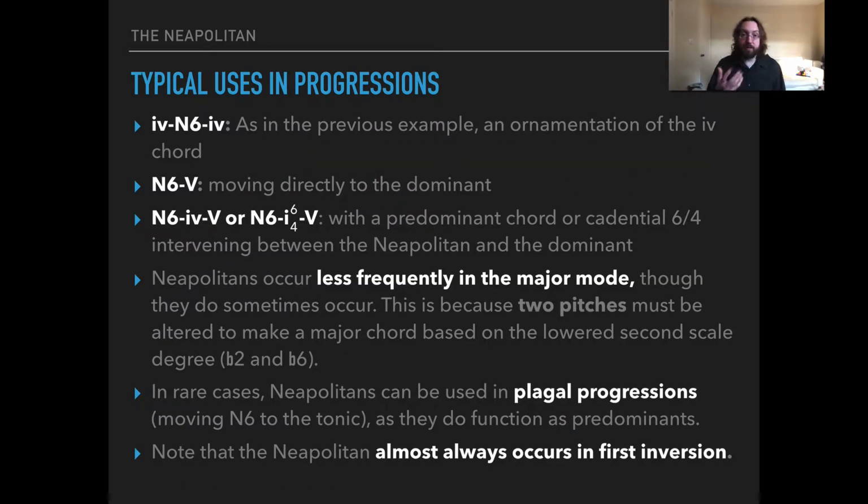In some typical uses in progressions, we could see it as iv, Neapolitan 6, iv, just like we saw in the previous example, as an ornamentation of the iv chord. Equally possible is moving directly from N6 to V, like that. Or you can have a chord coming between it and the V chord. We could have that iv chord like we saw before. But also common is moving to I 6-4, to a cadential 6-4.